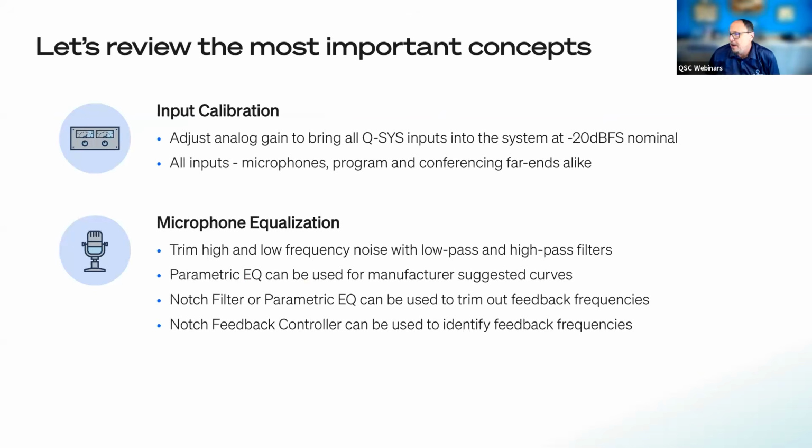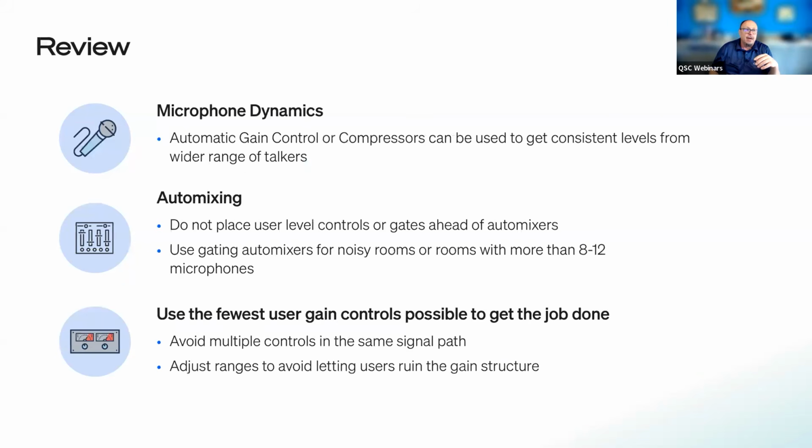So we're going to review the most important concepts here. Calibrate all your inputs to make sure that they're properly set up and everything is coming in at about the same level. Trim in microphones, you're going to want to trim the high and the low frequency noise out, anything that's outside of that, with low pass and high pass filters, and then put a parametric EQ in there to add any suggested curves for those mics. You can use a notch filter or a parametric EQ to trim out any feedback, problematic frequencies that the mic's having in the room. And the notch feedback controller can be used as a tool to help you identify that. Microphone dynamics, automatic gain control or compressors can be used to get consistent levels from a wide range of talkers.